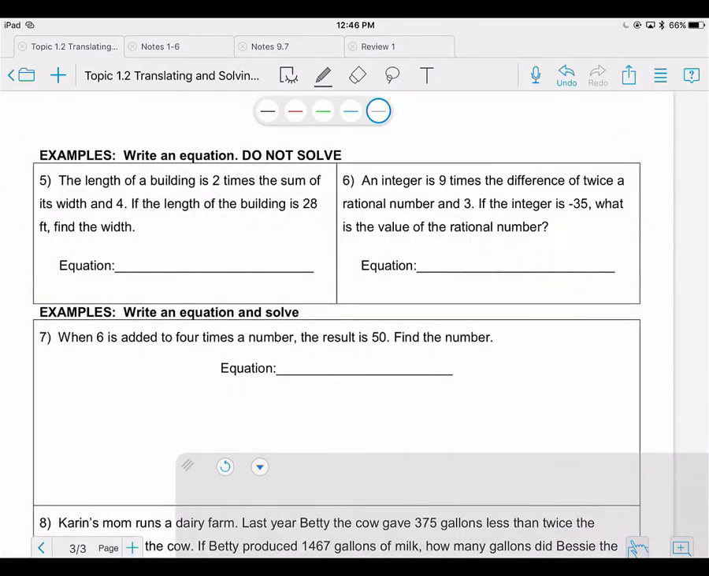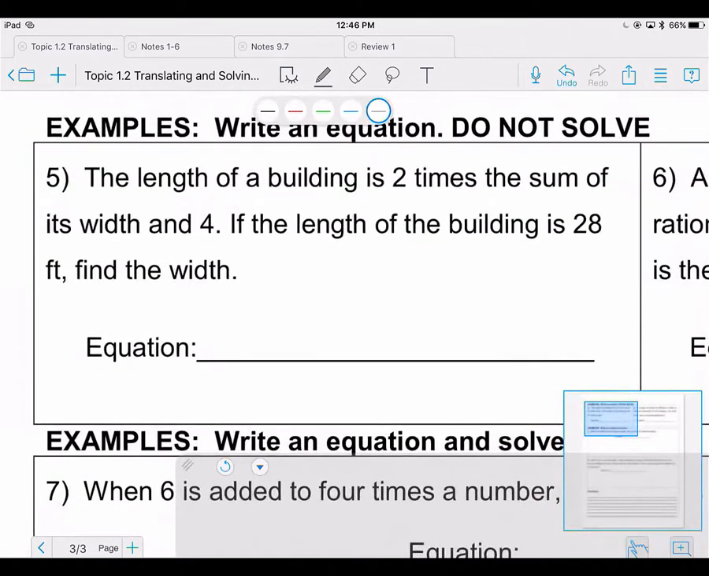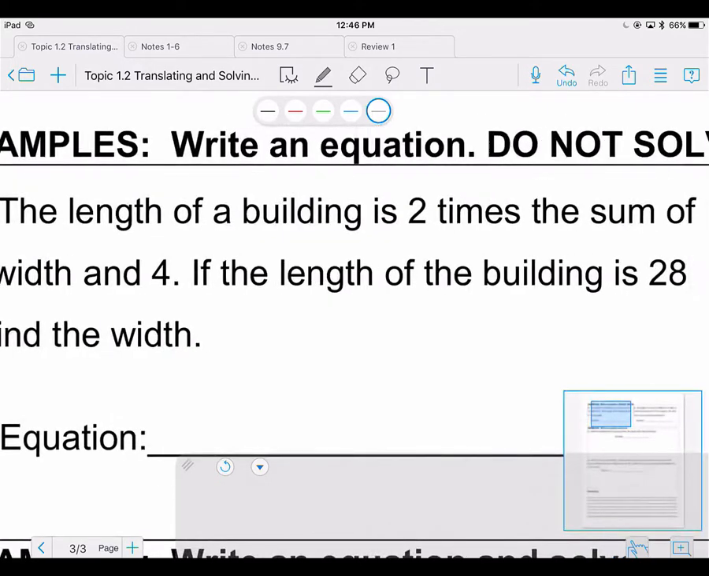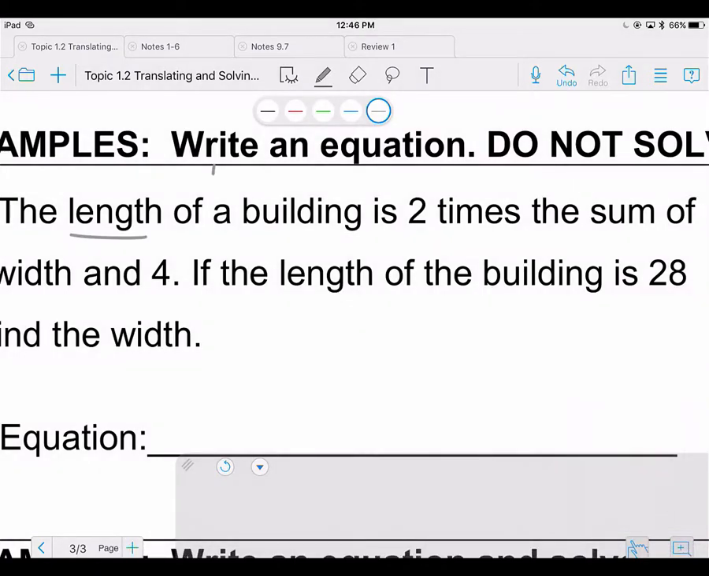Problems 5 and 6, they want us to write an equation but not solve. So we just have to write. 5 says the length of a building is 2 times the sum of its width and 4. If the length is 28, find the width. So the length means equals 2 times the sum we talked about on the front. Sum goes in parentheses. The sum of the width and 4.